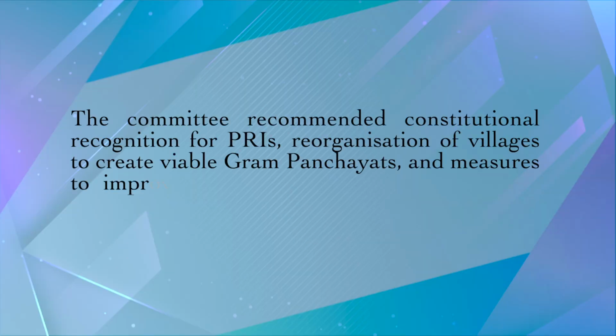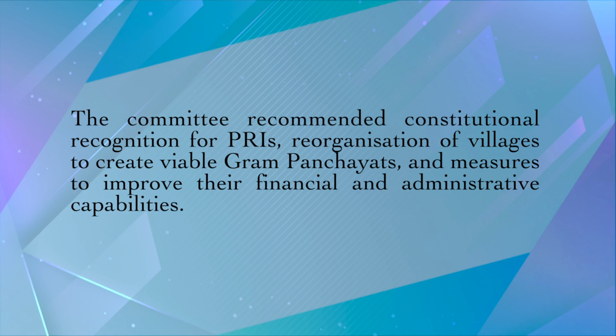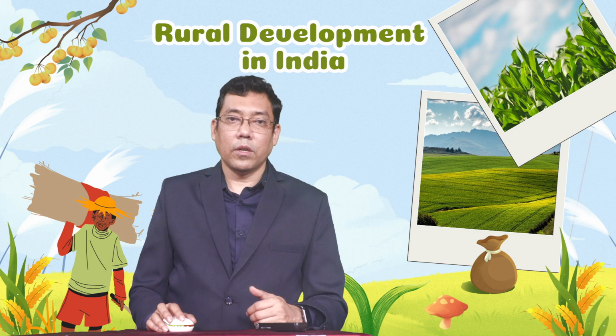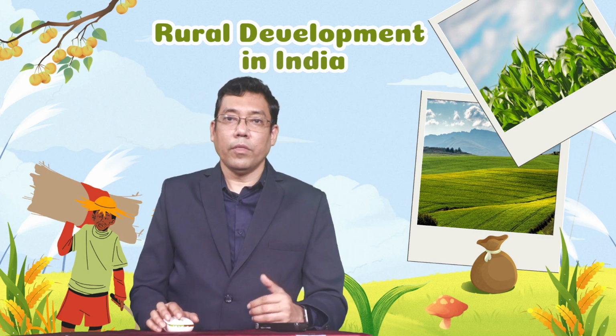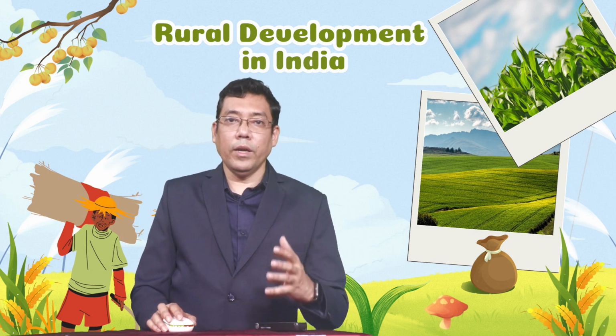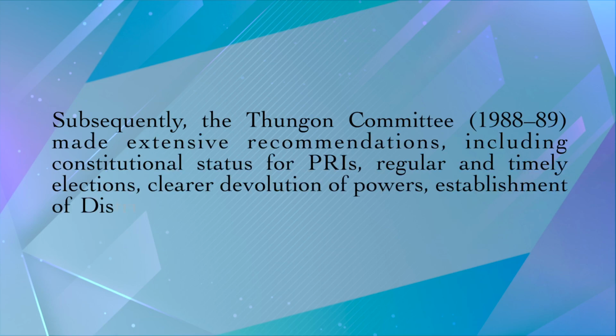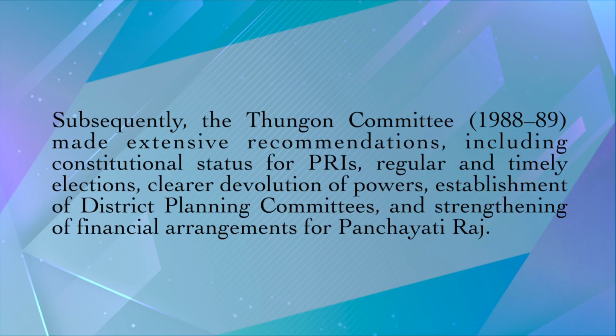The committee recommended constitutional recognition for PRIs, reorganization of villages to create viable Gram Panchayats, and measures to improve the financial and administrative capabilities. The Sarkaria Commission on Center-State Relations, established in 1988, also observed that local self-governing bodies were functioning poorly and needed strengthening. Subsequently, the Thungon Committee, set up in 1988-89, made extensive recommendations, including constitutional status for PRIs, regular and timely elections, clearer devolution of powers, establishment of district planning committees, and strengthening of financial arrangements for Panchayati Raj.